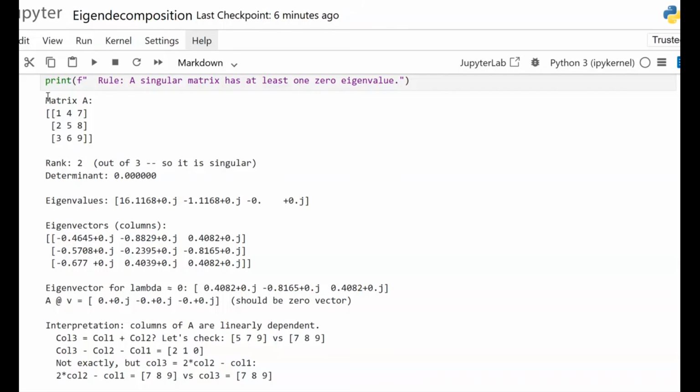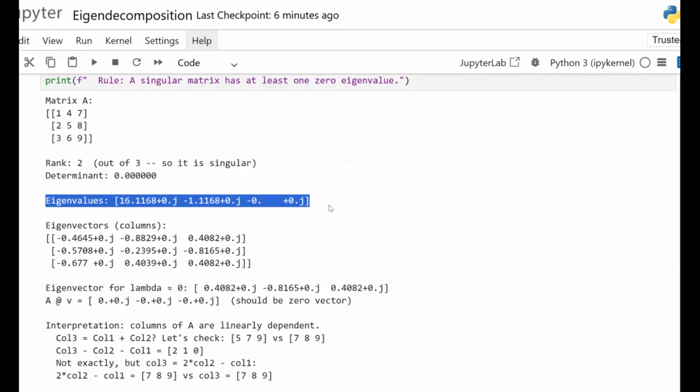So yes, here we have the matrix A. Okay, and kindly observe the rank, it is 2, and here the determinant is 0. Yes, it says A is singular, that is non-invertible. And when we come towards the eigenvalues, yes, kindly observe, one eigenvalue is 0. So two eigenvalues are non-zero. Okay, so kindly observe that.